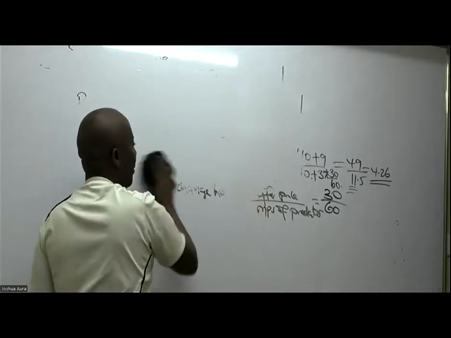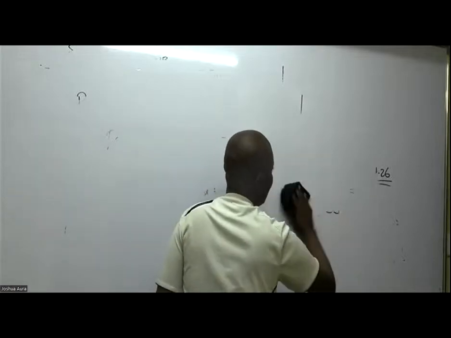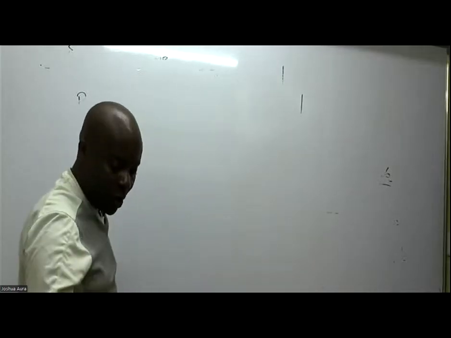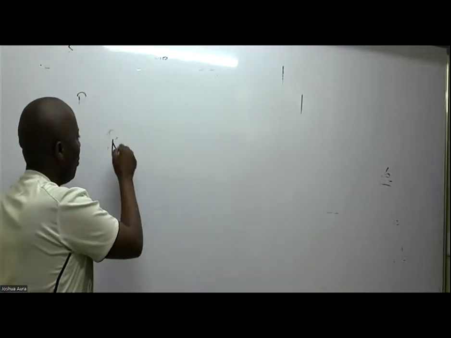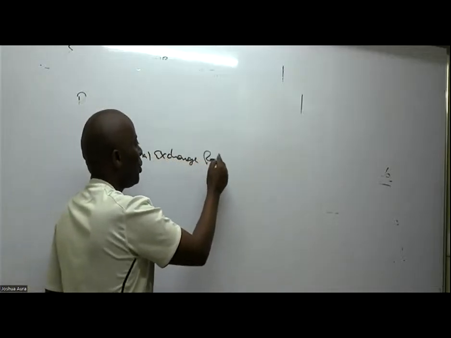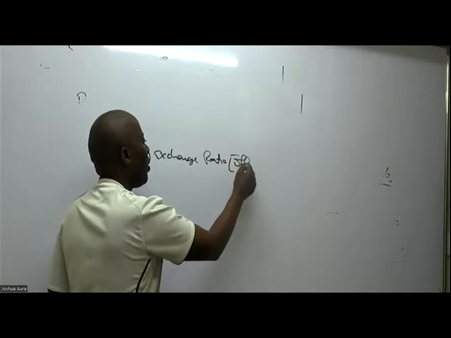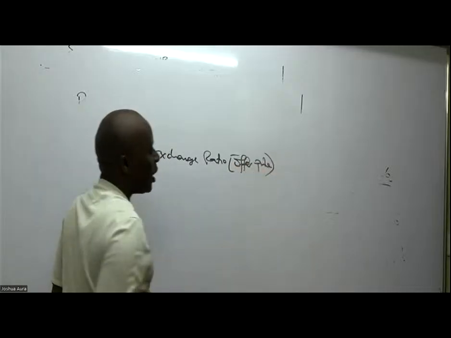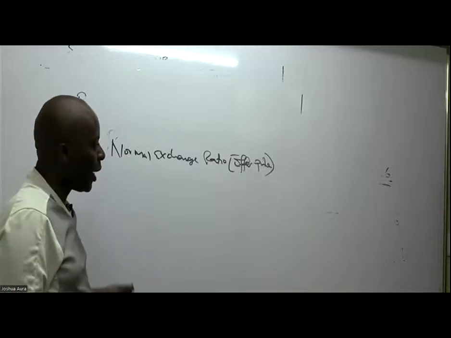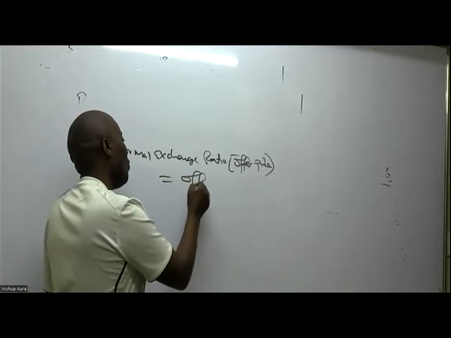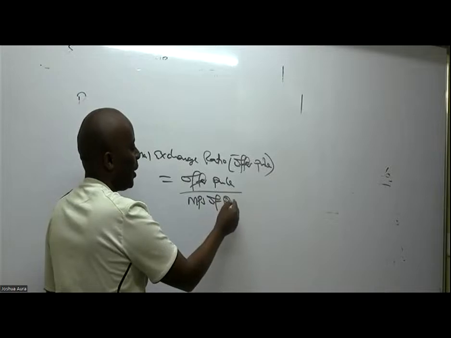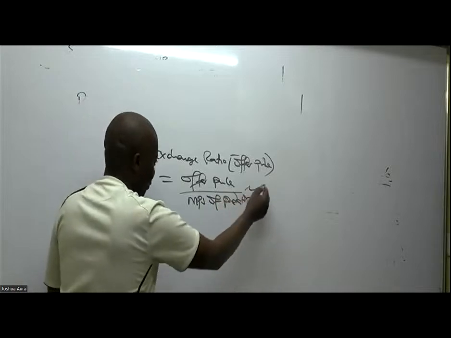Remember, the most important thing is for you to appreciate that we have two types of exchange ratios. We have the normal exchange ratio, which we calculate whenever we are given an offer price. And how do we calculate this? We take the offer price given over the MPS of the predator. Very important for you to pick that.